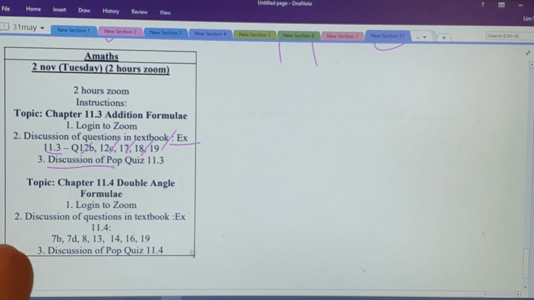The next lesson, I'm going to discuss this Pop Quiz 11.3 given to you before the holiday. So please try it. I'm going to go through it next lesson.